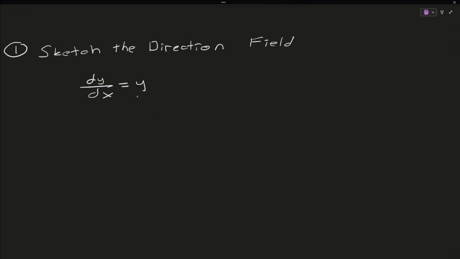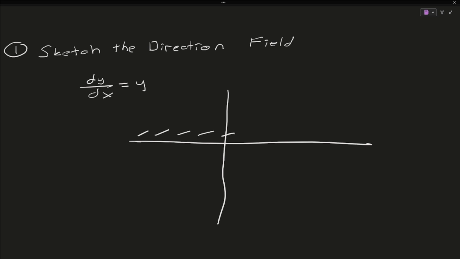Now we have a very nice problem. We are asked to find a direction field of this problem, dy over dx equals y. So first thing we want to do is to put this on the Cartesian coordinate system. And after that, since this is only dependent on y, x will not have any impact. So our slopes will be consistent along the horizontal axis. So over here, when y equals 1, we will have a slope of 1.